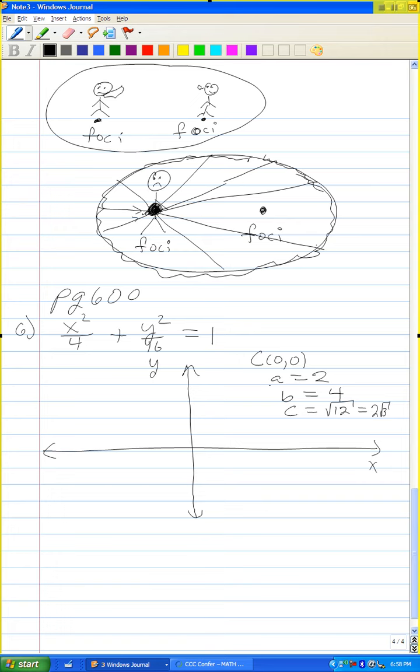Okay, so let's do this. So A is 2, so 1, 2, 1, 2. B is 4, 1, 2, 3, 4, 1, 2, 3, 4. Actually, I think I'm off by a little bit here. And so 1, 2, 1, 2. Okay, so let me draw my bounding rectangle.